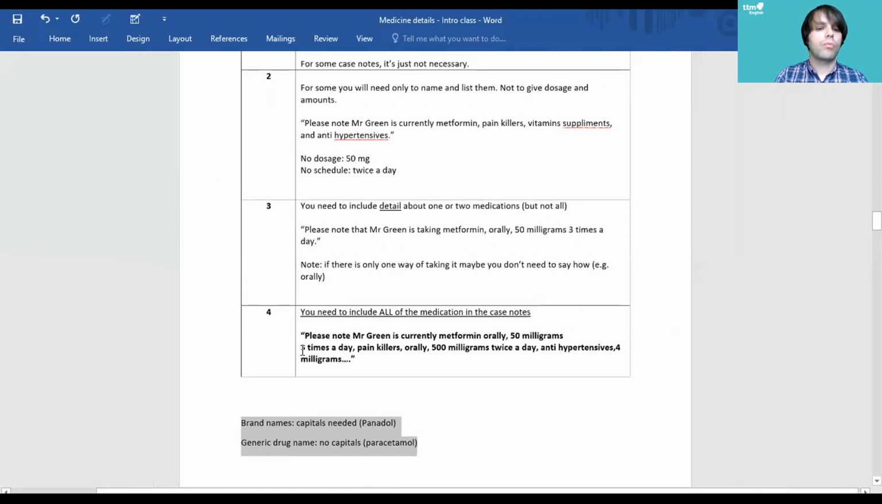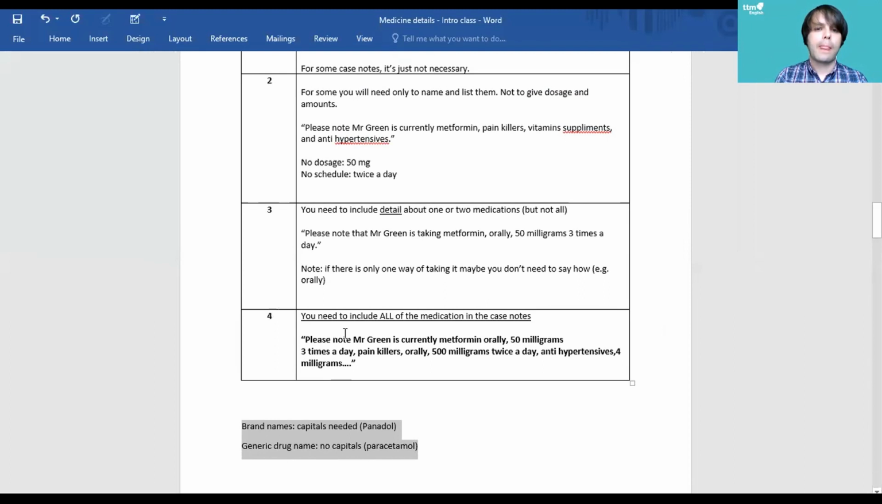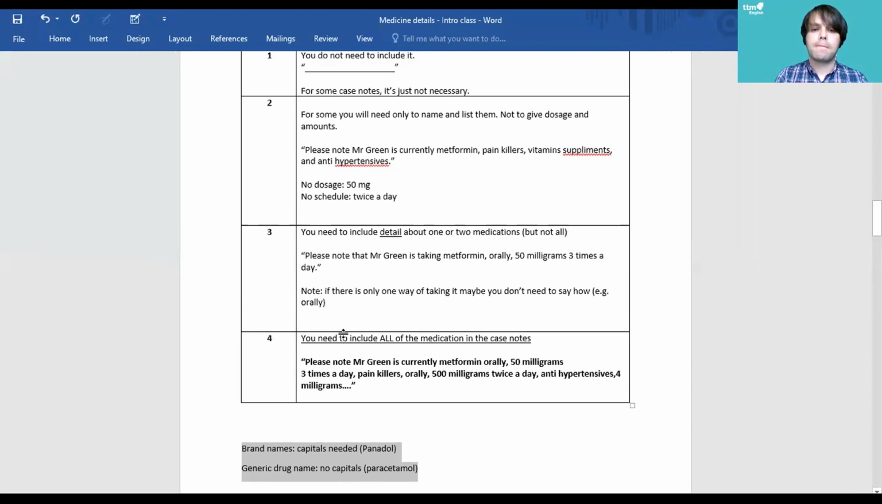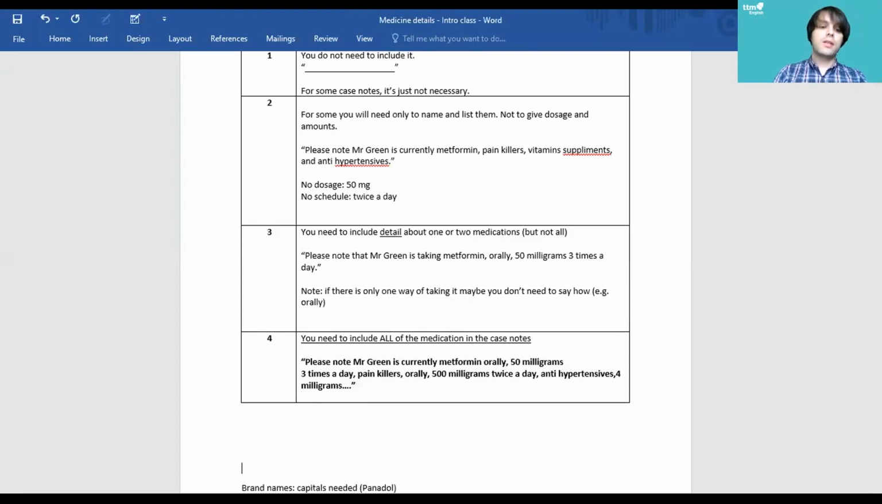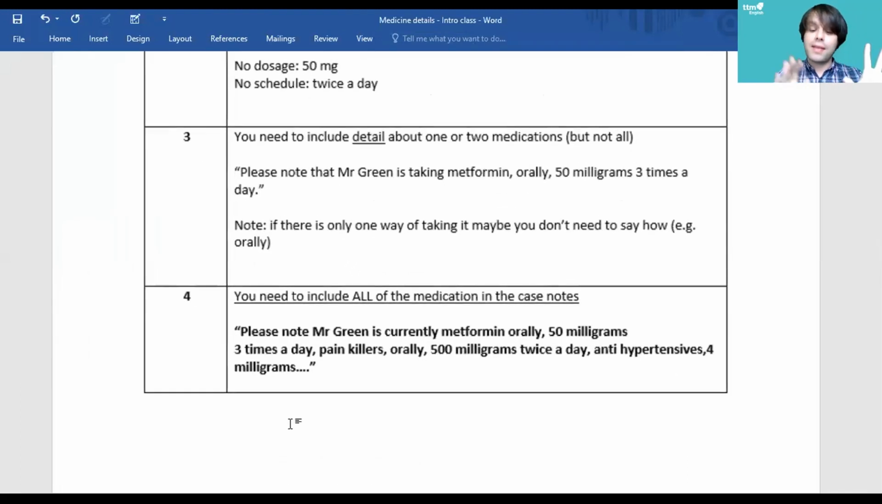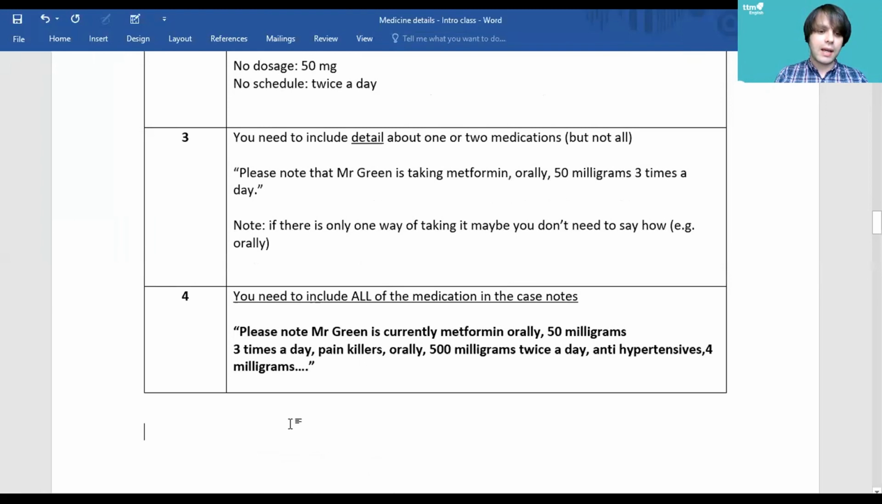Actually, I was just thinking, for number 4, is it okay if we just give a drug list, like, please note the medication list is attached? This is great. Now this is really important. Okay, so let's put some notes here. If the reader needs that detail, don't say drug list attached. I think that's a bad idea.